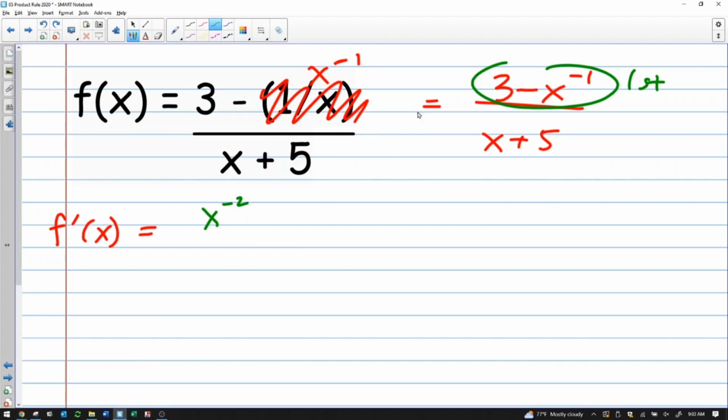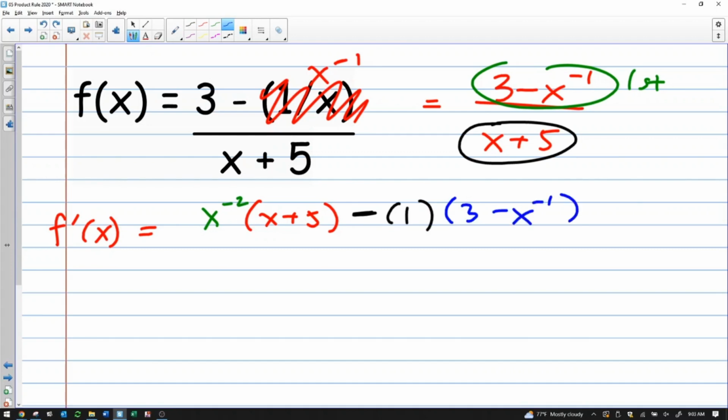So the derivative of the first times the second, make sure you multiply by the whole second. This is a quotient rule, so now you're not going to put a plus. What are you going to do? Minus the derivative of the second. What is the derivative of x plus 5? 1, okay, times the first, all over the entire bottom, quantity it, and square it, okay?